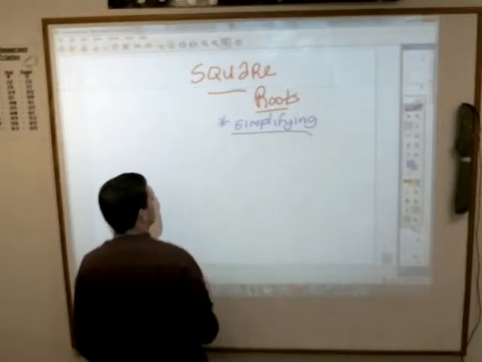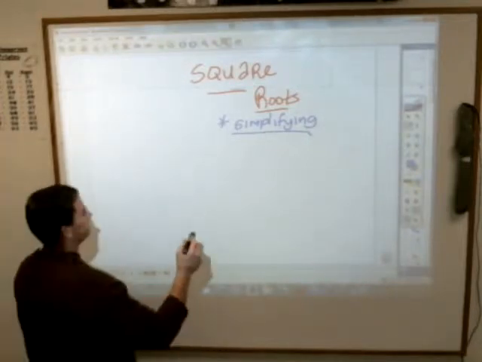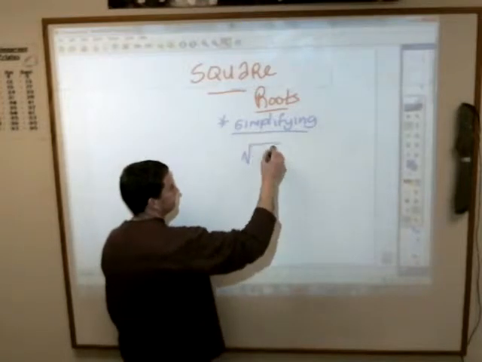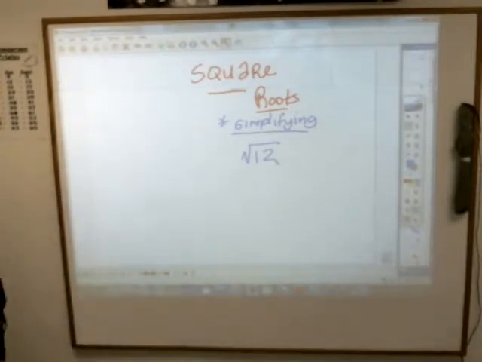which means, as it says, just making them easy to understand. For example, if you have the square root of 12, the square root of 12, you could probably tell me close to what that number is. Anybody know what the square root of 12 is?